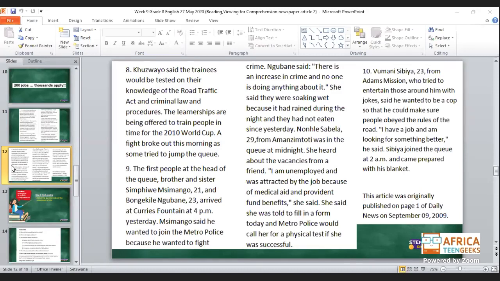Kuzwayo said the trainees would be tested on their knowledge of the Road Traffic Act and criminal law and procedures. The learnerships are being offered to train people in time for the 2010 World Cup. A fight broke out this morning as some tried to jump the queue.